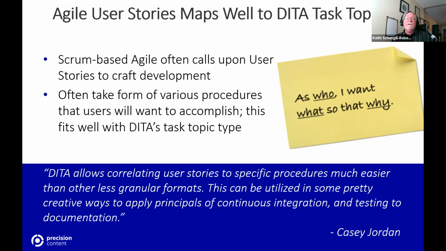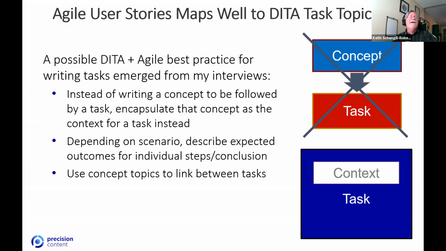One common practice I found when interviewing Agile-based DITA tech writers was for them to encapsulate the concept as the context for a task instead of writing separate concept and task topics. A possible DITA and Agile best practice for writing tasks emerged from the interviews. Instead of writing a concept to be followed by a task, encapsulate that concept as the context for the task. Depending on the scenario, describe expected outcomes for individual steps and the conclusion, and use concept topics to link between tasks.